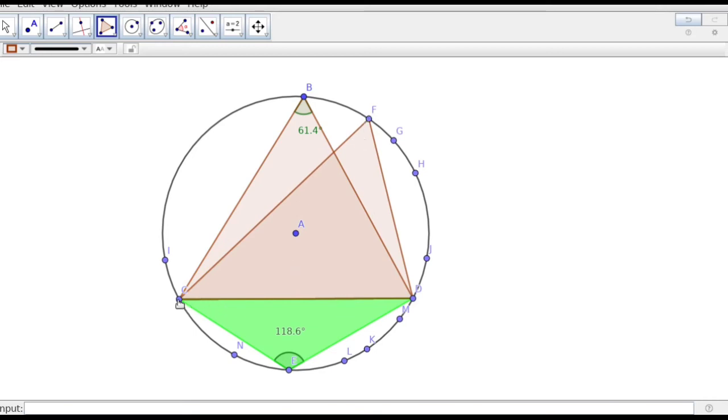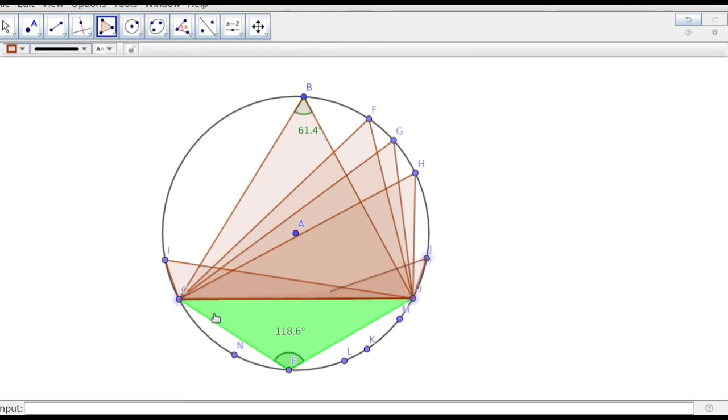Next I am going to join the ends of the chord to the point G. Then next I am going to join to the point H. Then I am going to join the ends of the chord to the point I. Then to the point J. Yes, I got, how many angles? 1, 2, 3, 4, 5 angles here.